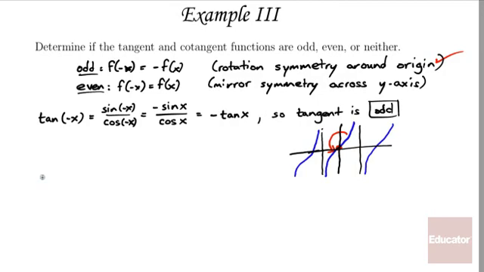Let's check that out for cotangent. Cotangent of negative x. Cotangent is just cosine over sine. So that's cosine of negative x over sine of negative x.